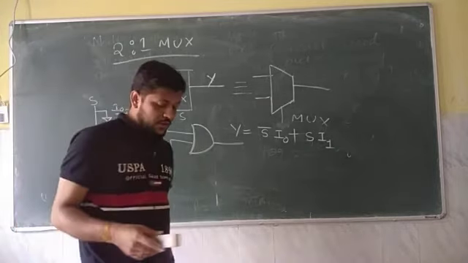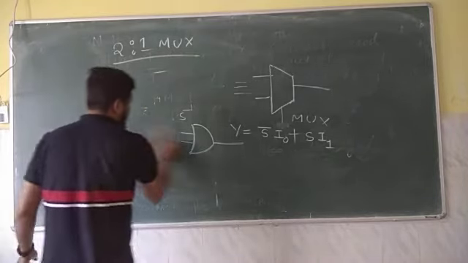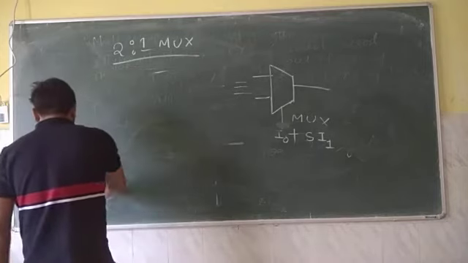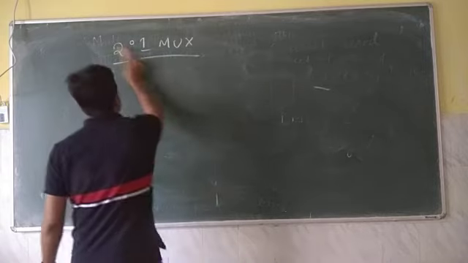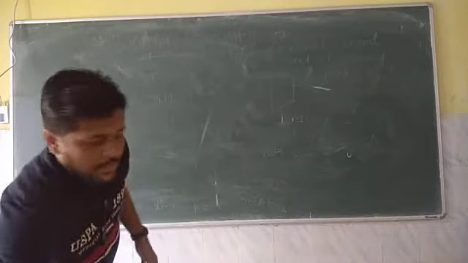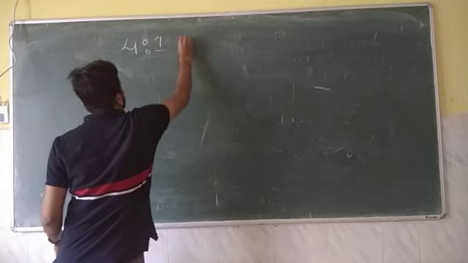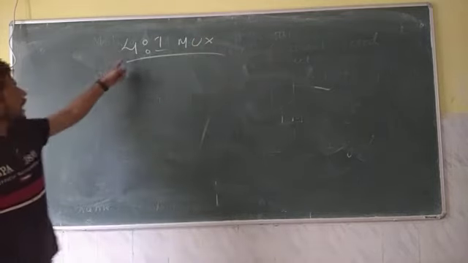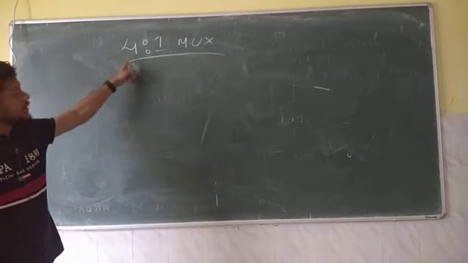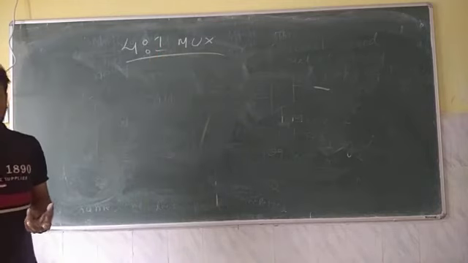Another MUX circuit I will design for you, that is your 4:1 MUX. In the exam, they will ask you to design one of the multiplexer circuits. So from now onwards we can imagine how many inputs: input is on the left hand side. The number of inputs is 4, the number of outputs is 1, and how many selection lines are required?